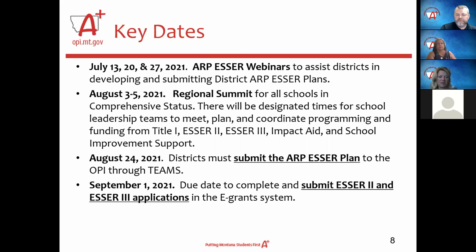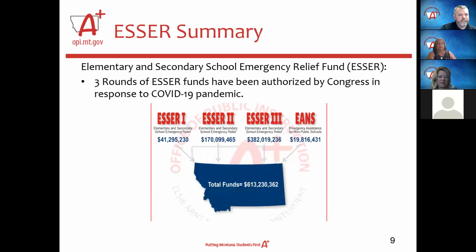These slides will be available on the OPI website. This timeline is also kept up to date on the OPI ESSER website, so you can certainly look there for review. Just a quick review of the 3 different types of elementary and secondary school emergency relief funding that have been authorized by Congress. So we've had 3 rounds.